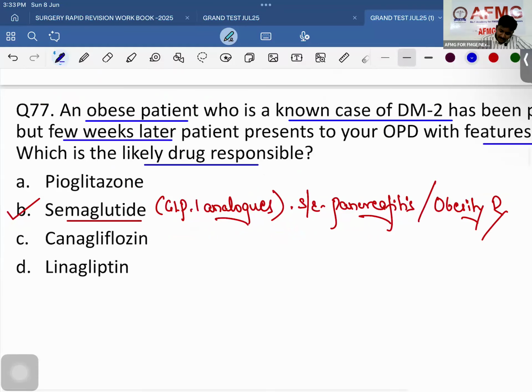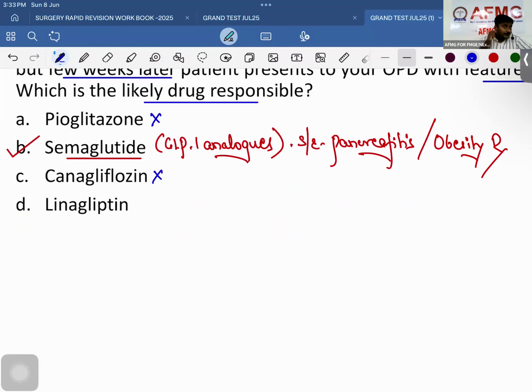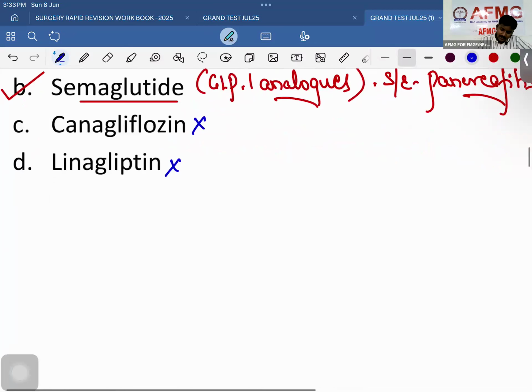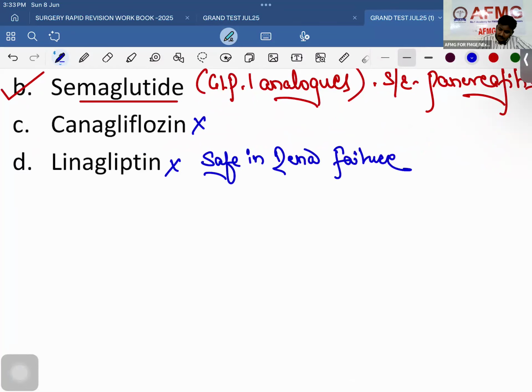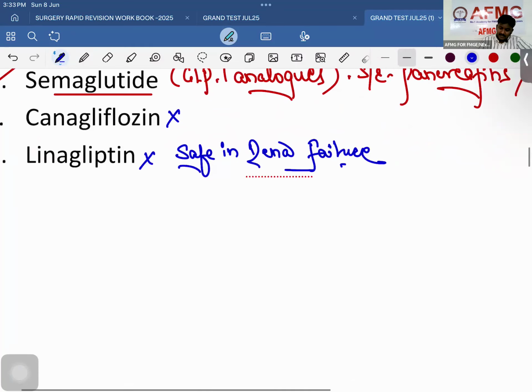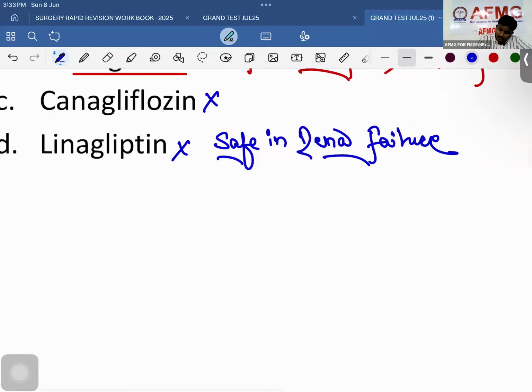ठीक है? Next is pioglitazone. Pioglitazone is basically a thiazolidinedione beta. That is important. Canagliflozin is going to be a SGLT2 inhibitor, and linagliptin is a DPP4 inhibitor. Now, if I talk about beta, is linagliptin safe to be given in renal failure? So we know that the DPP4 inhibitors are usually not safe in renal failure. The only DPP4 inhibitor or gliptin which is safe in renal failure, answer will be linagliptin. Lina hi lena. That is what is important.